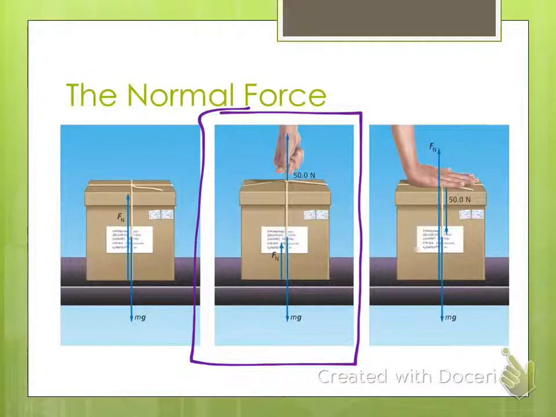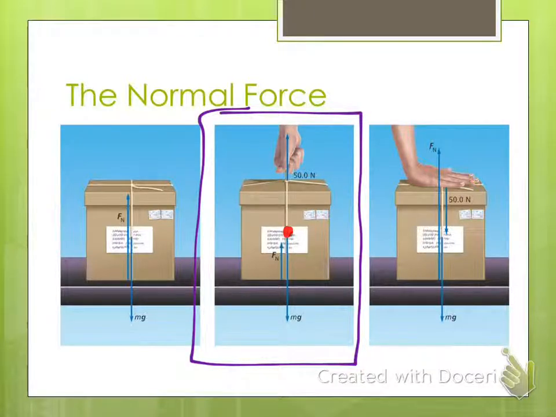So in our middle problem, we're exerting an upward force. We're attempting to lift this box off the table, but we're not accomplishing that goal, right? It's still sitting on the table. We're just exerting an upward force to attempt to lift it. Okay, so let's look at our free body diagram here a little bit closer.